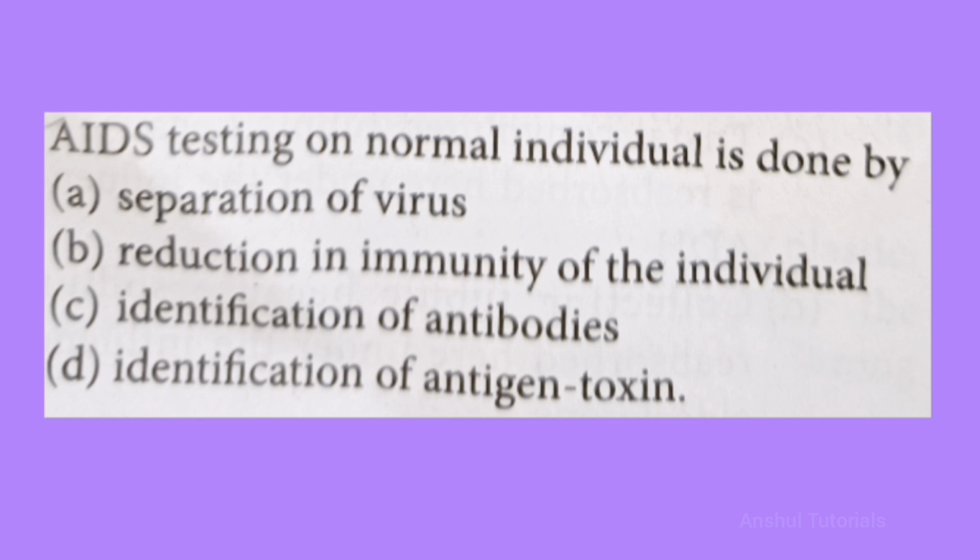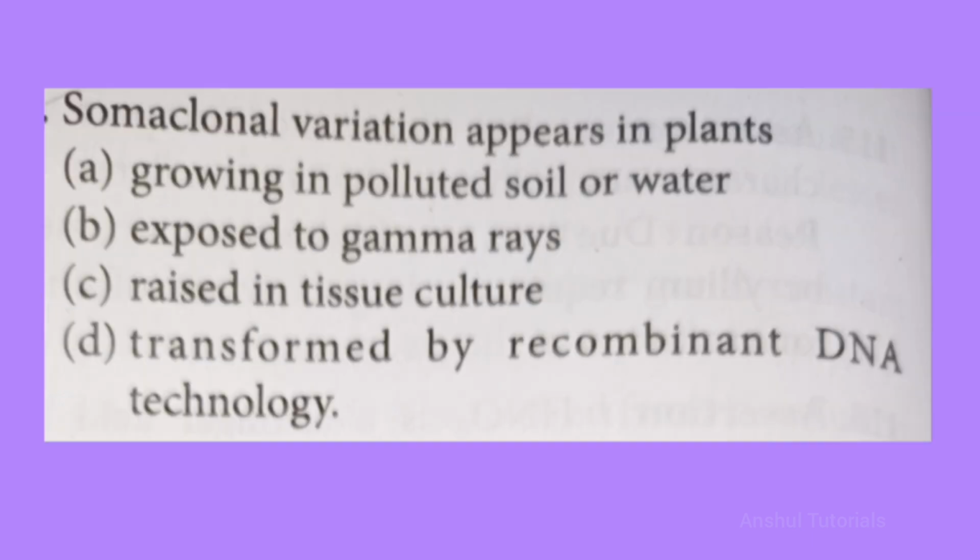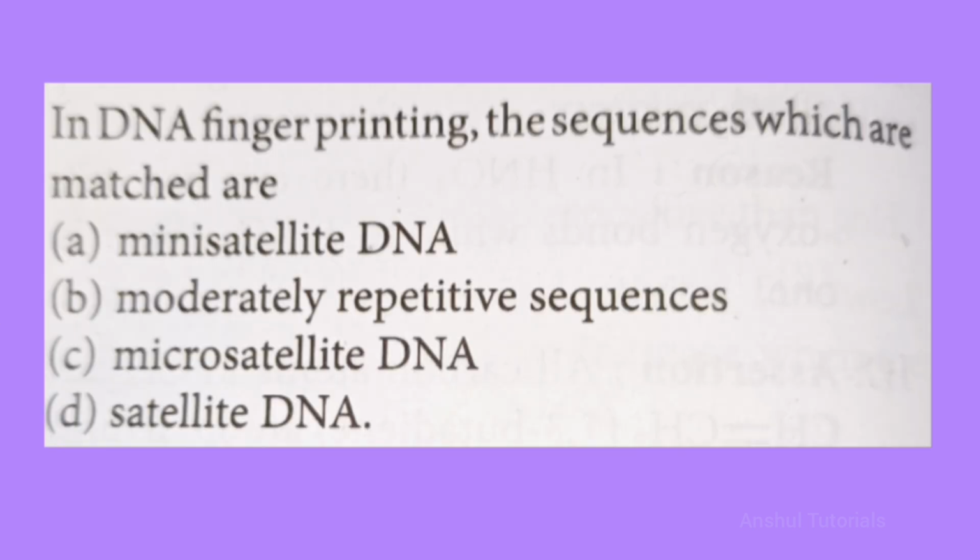Testing of a normal individual is done by, so the correct answer is option C, that is identification of antibodies. And the next question: somaclonal variation appears in plants, so the correct answer is option C, that is raised in tissue culture. And the next question: in DNA fingerprinting the sequences which are matched are, so the correct answer is option A, that is minisatellite DNA.